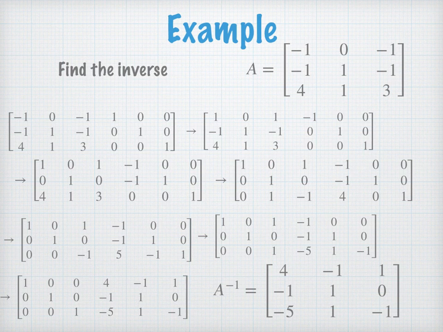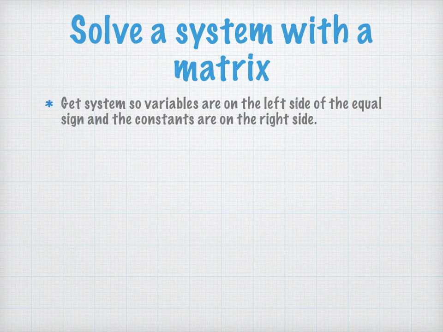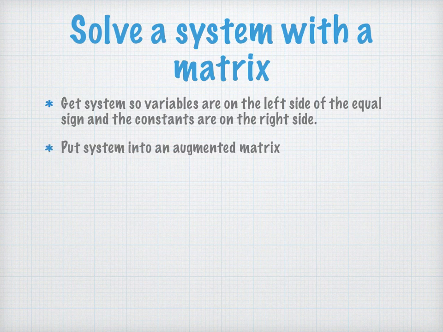So how am I going to use this to help me solve a system with a matrix? To solve our system by using a matrix, we're going to use row-reduced echelon form. We're going to get our system so variables are on the left-hand side of the equal sign and constants are on the right side. We will put our system into an augmented matrix.